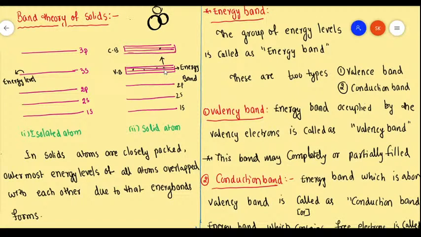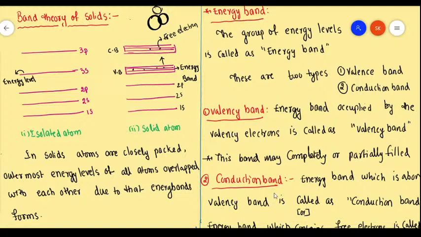For example, this is a valency band, and when an electron escapes from the valency band and enters some other band, it is free. This free electron is useful for the flow of current, and the band it enters is called the conduction band. These free electrons are useful for the flow of current. That's why these free electrons are also called conduction electrons.